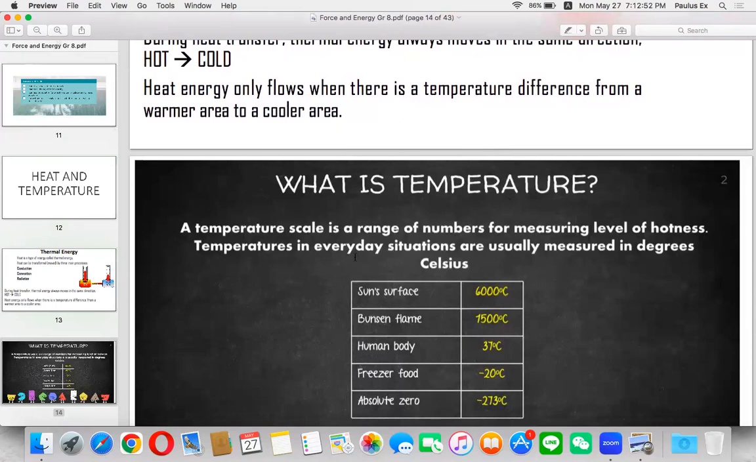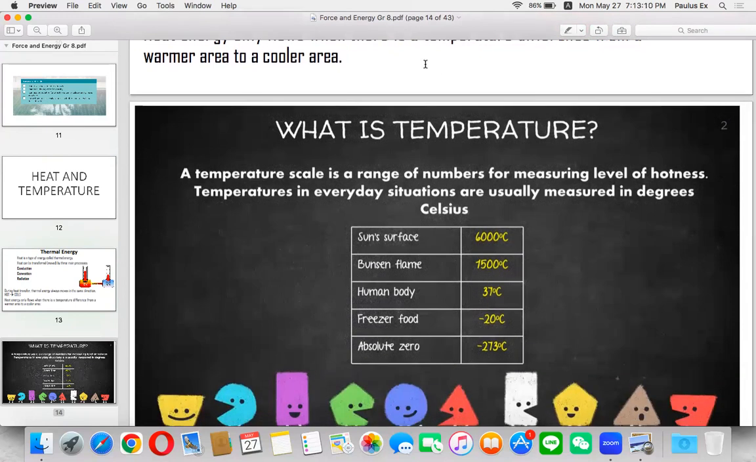What is temperature? Temperature is a number for measuring the level of hotness. The sun's surface is 6,000 degrees Celsius. A Bunsen flame is 1500. The human body is 37. Freezer food is minus 20. Absolute zero is minus 273.